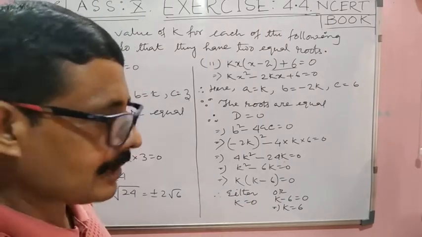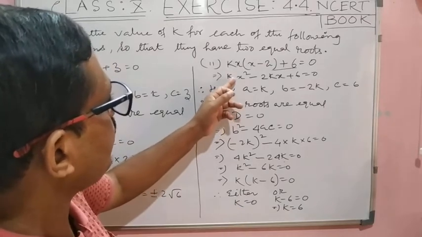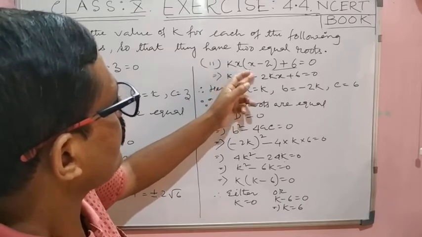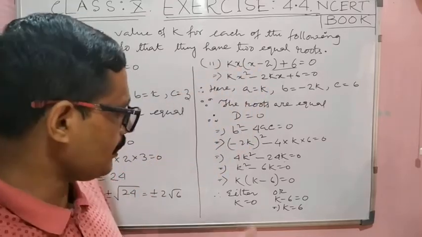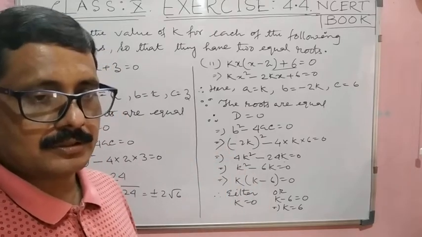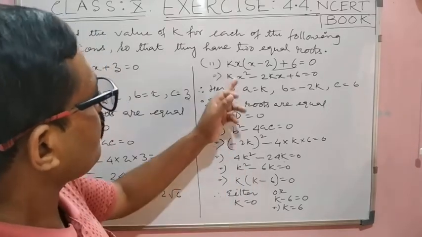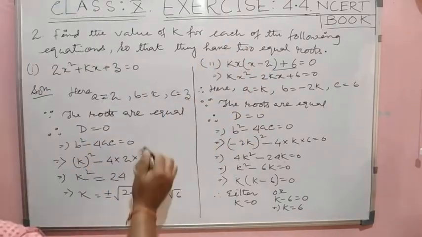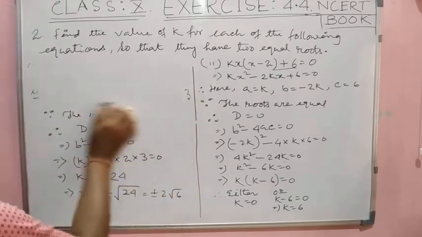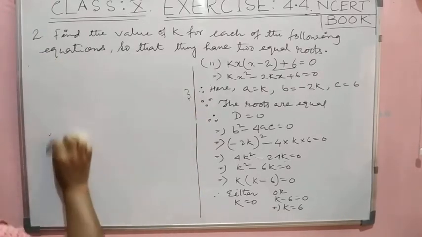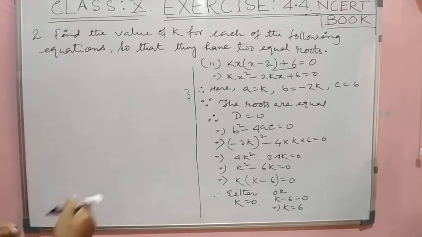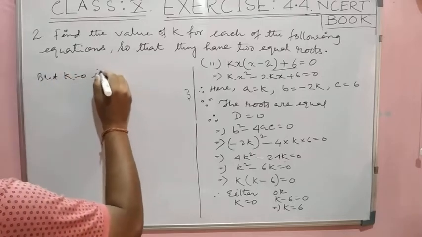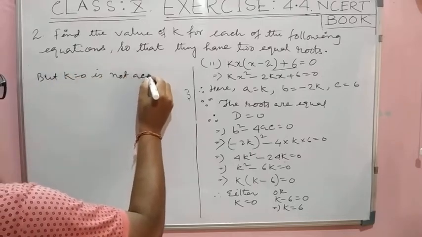Now we have to check one thing here. If we put the value of k here, so this becomes 0. If this becomes 0, then it cannot be a quadratic equation. Therefore k equal to 0 is not accepted. Got the point? If I put k equal to 0, then it will not be a quadratic equation.